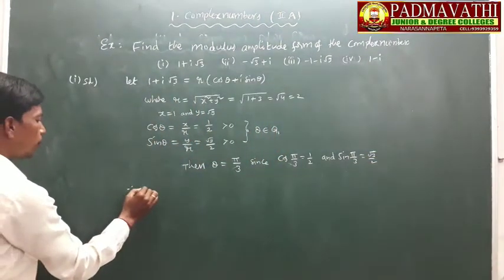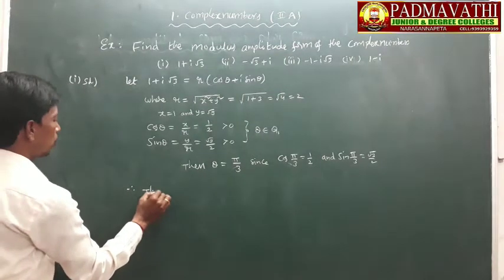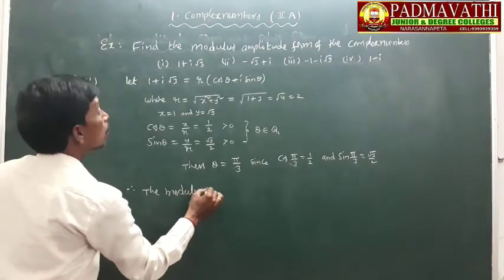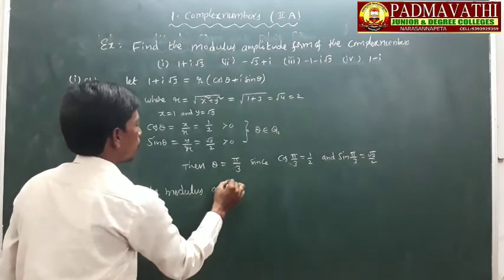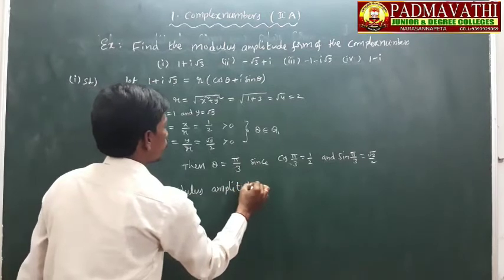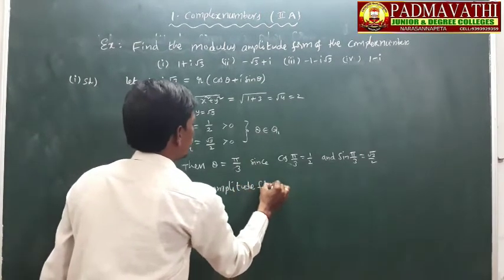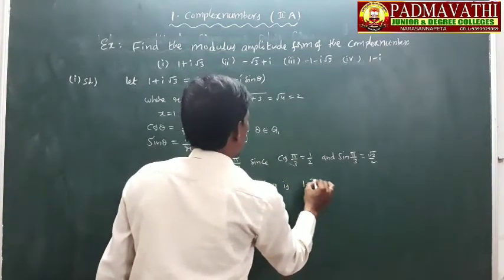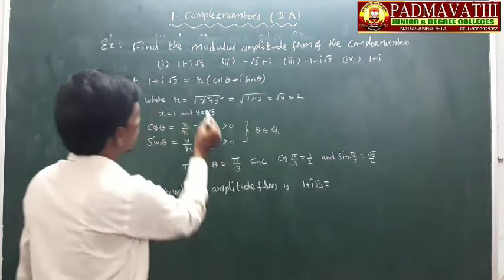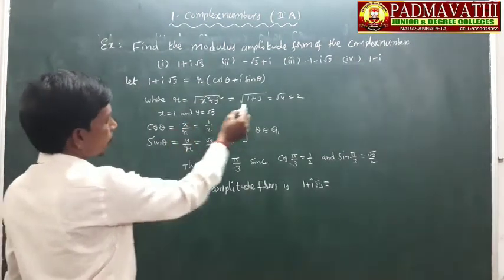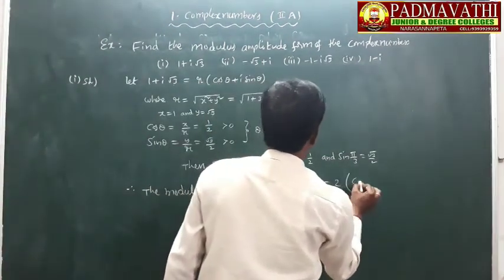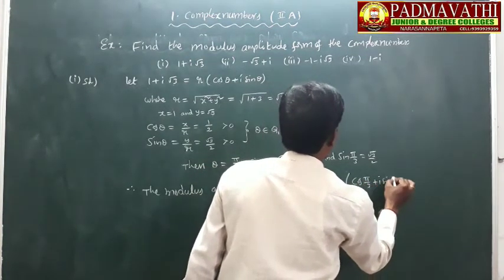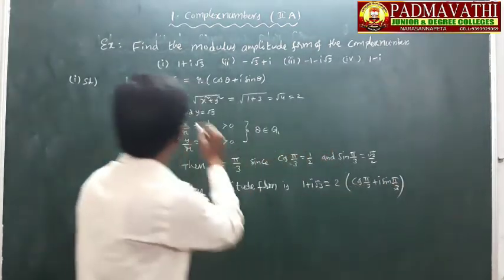Therefore, the polar form, the modulus amplitude form, of 1 plus i root 3 is equal to 2 into cos pi by 3 plus i sin pi by 3, where the r value is 2. This is the first example.